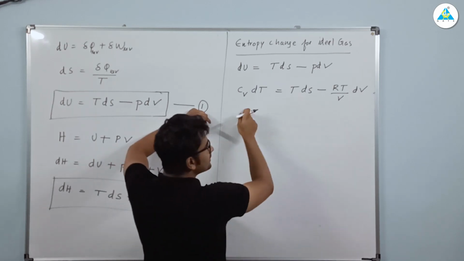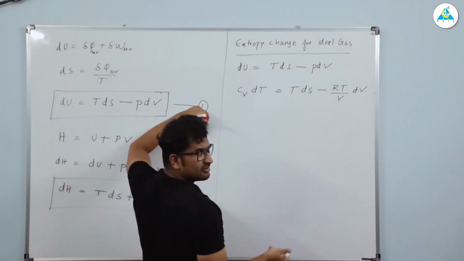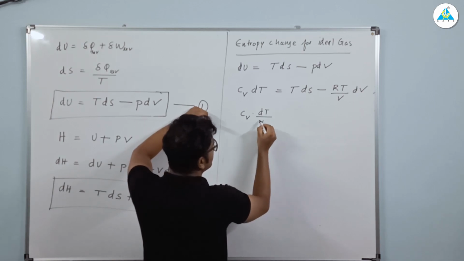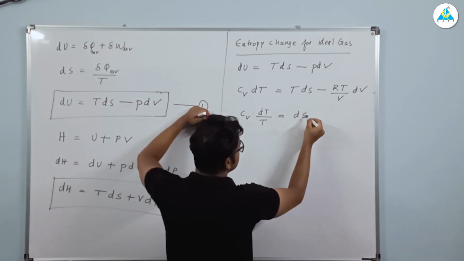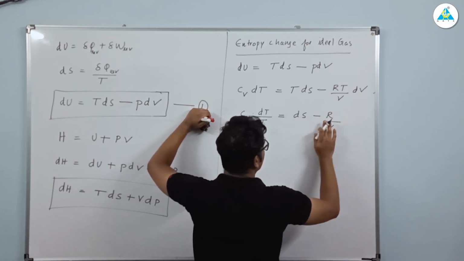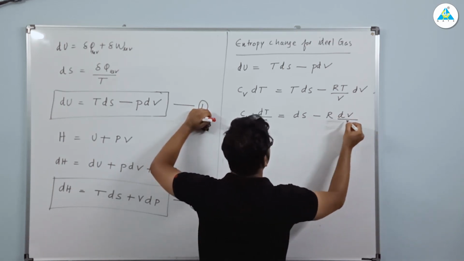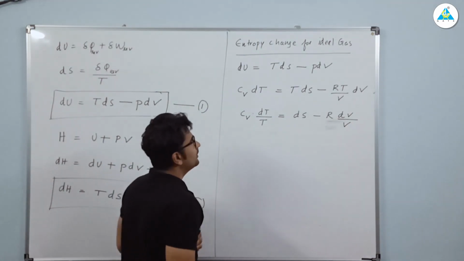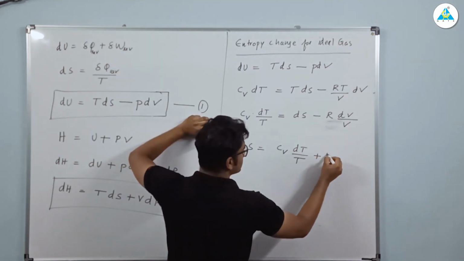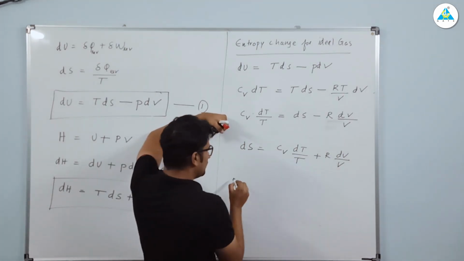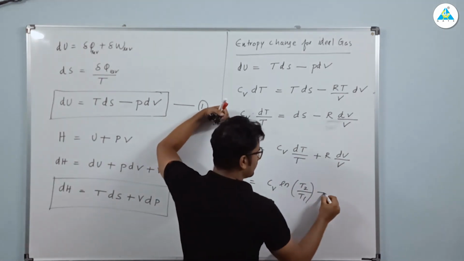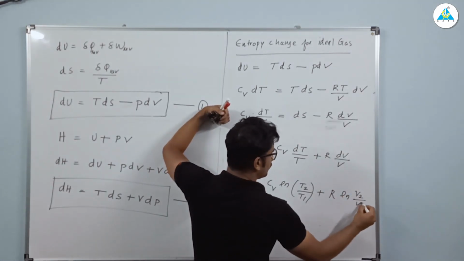Okay. Now bring this T this side, or divide by T. So what will be the value? It will be Cv into dT by T equal to dS minus R by V, or I can say R into dV by V. So bring this term this side. What will be the value of dS? dS is equal to Cv into dT by T plus R into dV by V. So integrate this equation. What will be delta S? Cv into ln T2 by T1 plus R into ln V2 by V1.